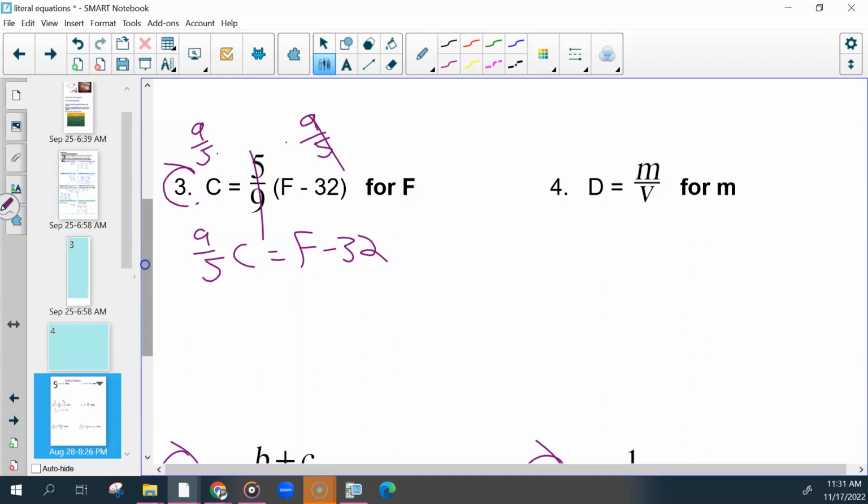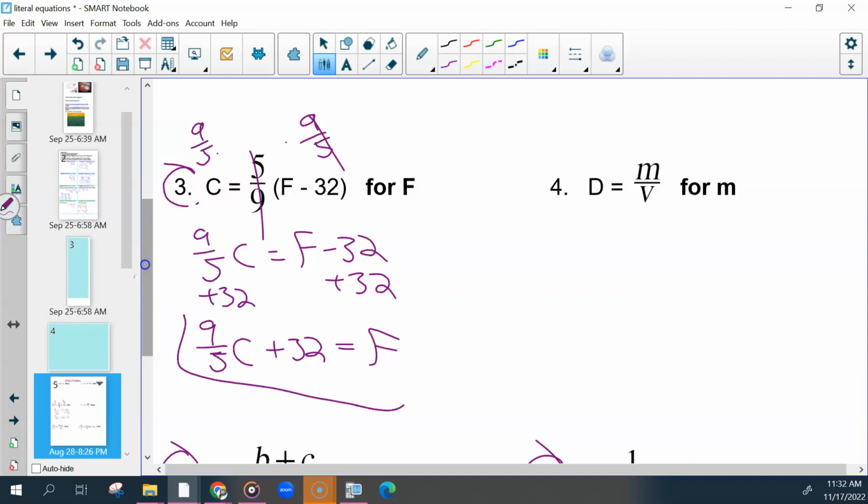Now how would we solve for F? Add 32 to both sides. Again, these are not like terms, so we cannot combine them. We're just putting them next to each other. So 9/5 C plus 32 equals F. This is a real equation or formula. It's converting Celsius and Fahrenheit degrees back and forth, if you're curious. So that would be our final answer. Do we have any questions on that one?